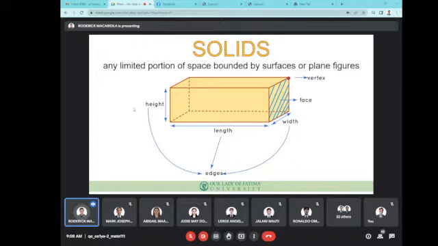And then we have the vertices or the meeting of different portions of our solid. And we have the edges. Yung edges niya, guys, ayun yung mga linya ng height, linya ng length, linya ng width. So we call them edges.